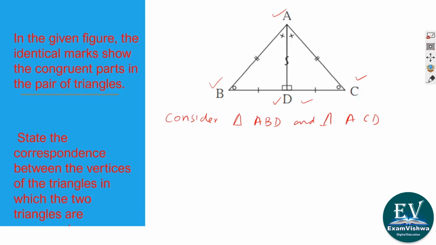Because AD is a common segment. That means segment AD, or side AD, is common. We can say that and write that. So segment AD is congruent to segment AD only. The side AD is congruent to side AD only. So A corresponds to A, then B corresponds to C and D corresponds to D only. This way these two triangles are congruent.